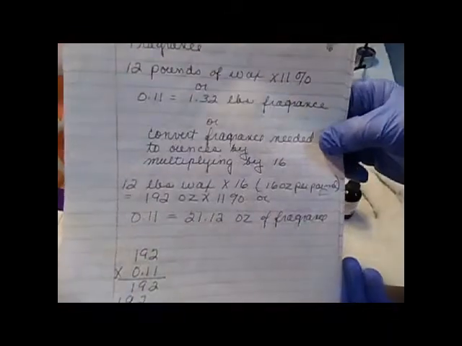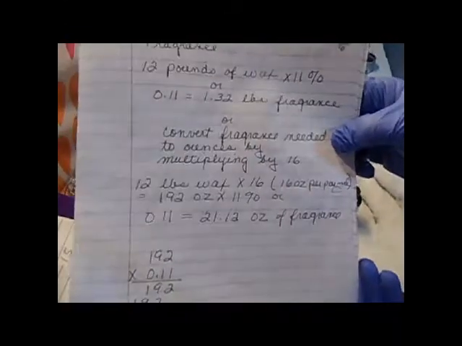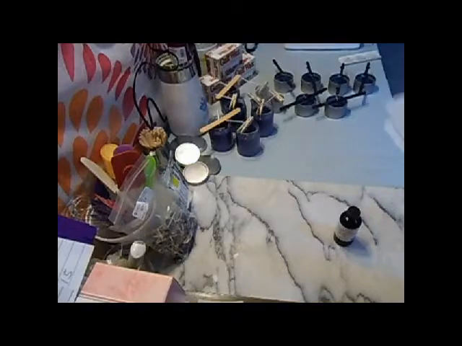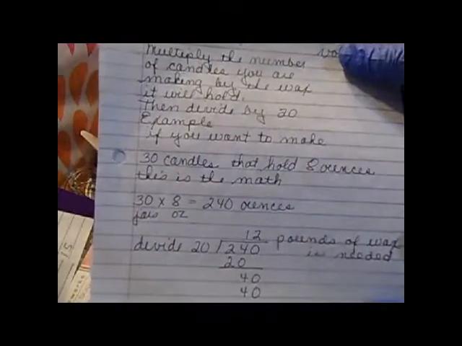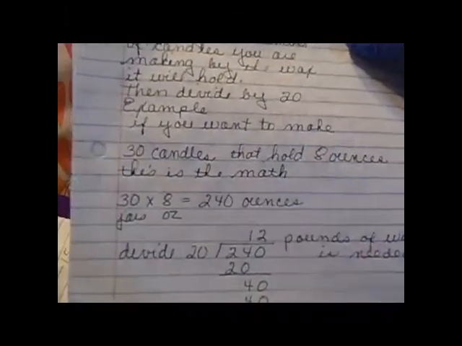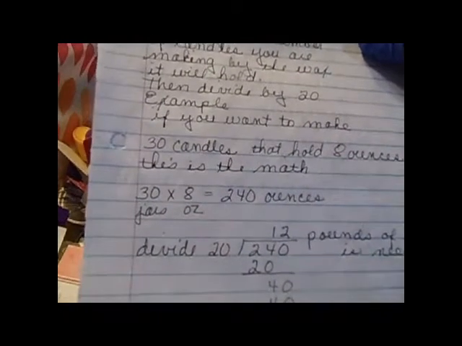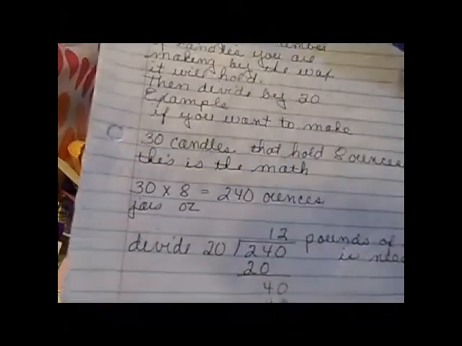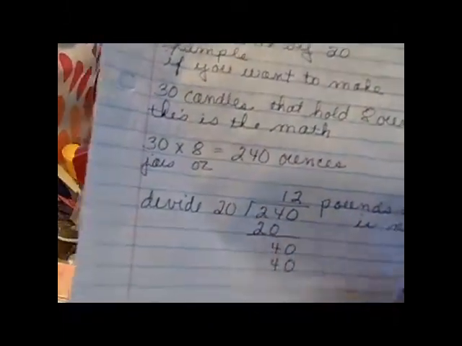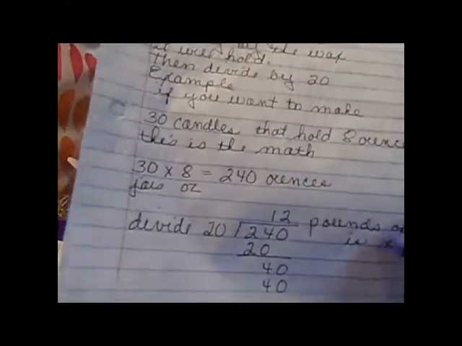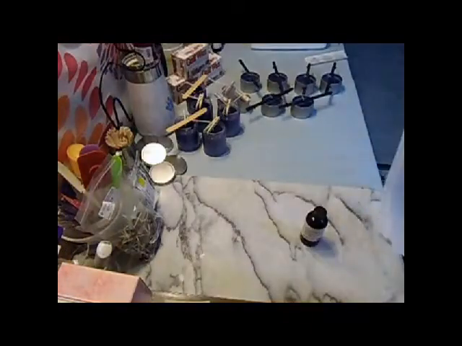But this is how you calculate it out. And if you do this on paper, remember how I got it. If you do your 30 candles at 8 ounces, that's how you do the math. It comes to 240 ounces, and that's your total of all the jars. And then you divide. I do the old way, as you can tell, old school. So that's 12 pounds of wax is what I'm going to need to melt.